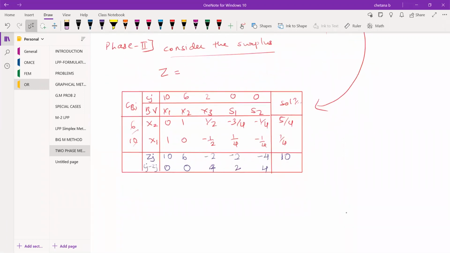Now you can see Cj minus Zj are greater than or equal to 0, all the values. Can you see this?